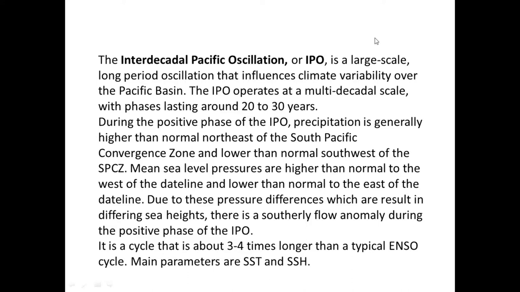Mean sea level pressures are higher than normal to the west of the dateline and lower than normal to the east of the dateline. Due to these pressure differences, which are the result of differing sea heights, there's a southerly flow anomaly during the positive phase of the IPO. It is a cycle that is about 3 to 4 times longer than a typical ENSO cycle. Main parameters are sea surface temperature and sea surface height. That's what SSH stands for.